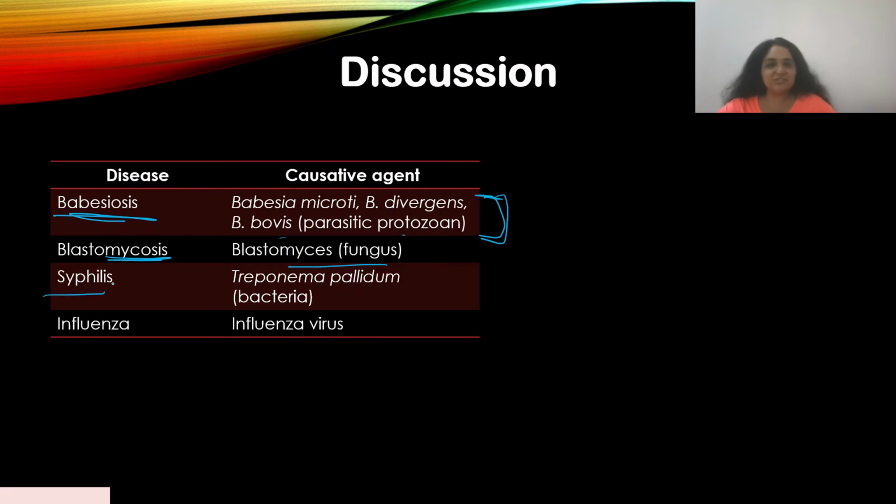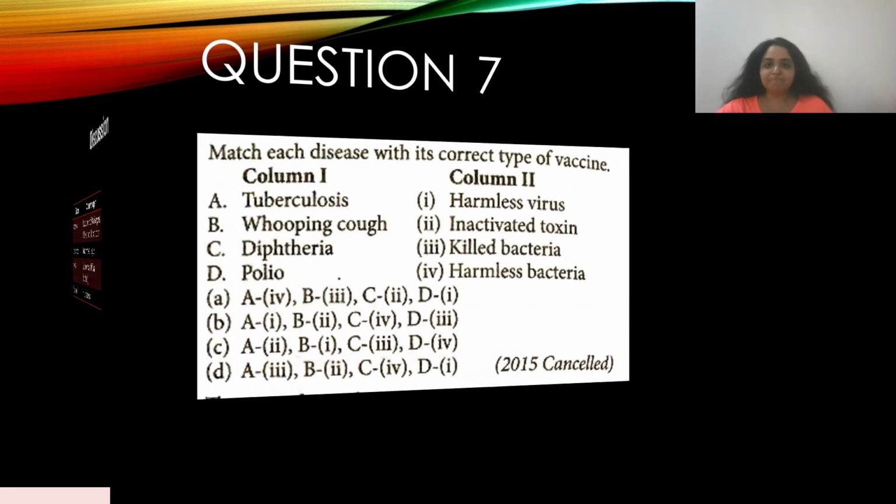Syphilis, we have already discussed. Treponema pallidum. Please check my videos on reproductive health. I've discussed syphilis in much detail. Influenza virus. It's not Haemophilus influenzae. I have already discussed that also. So please don't get confused. All right. Let's move on then.